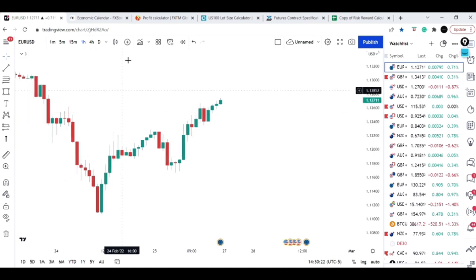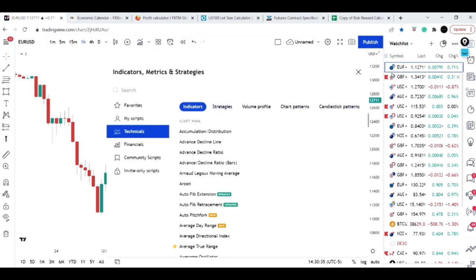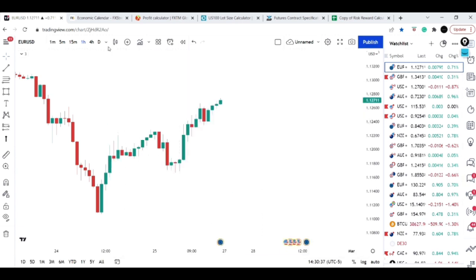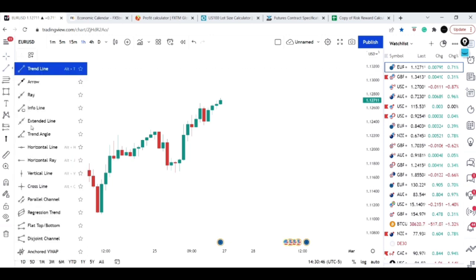So let's go. Now, when using these platforms, usually all platforms have tools you can use to draw your trend lines and everything. So right here, this is TradingView. You have your indicators right here. You want to search for your indicator, and pretty much the trend lines and all the other tools you want to use are to the left. The trend line right here, you have the arrow, you have so many things. You have the horizontal line, the vertical line.